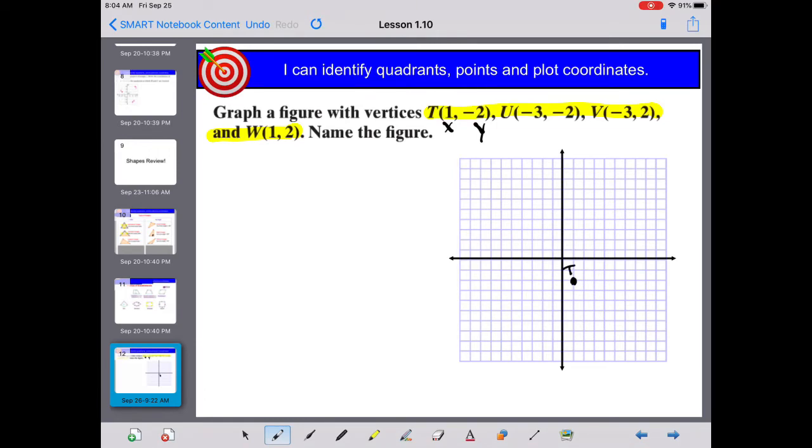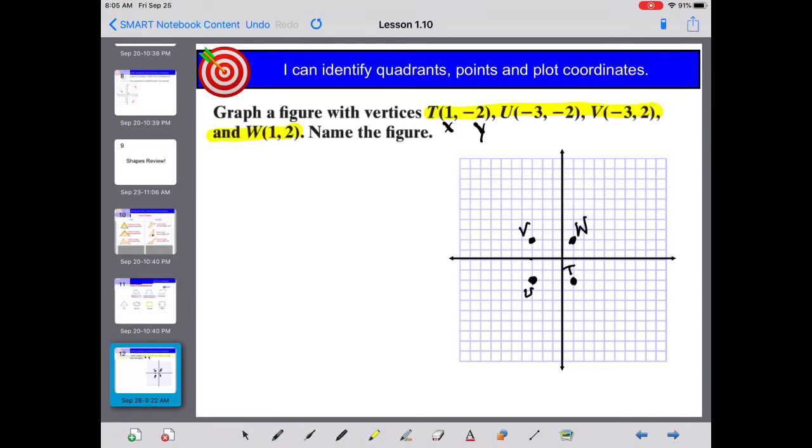Next, point U, I crawl back 3, and then I climb down 2. And that is going to be called point U. Point V is back 3 and up 2. We're going to call that point V. And then point W is over 1 and up 2. And we are going to call that point W.